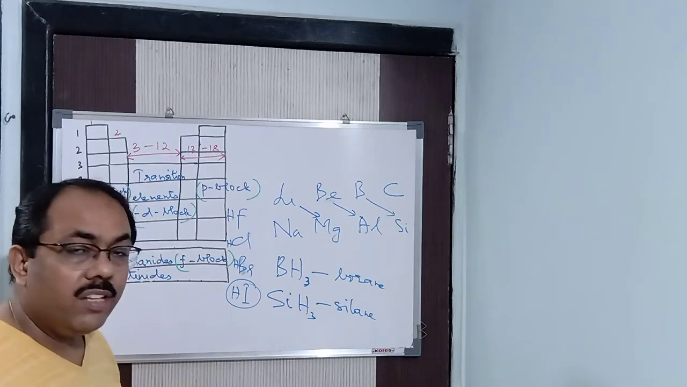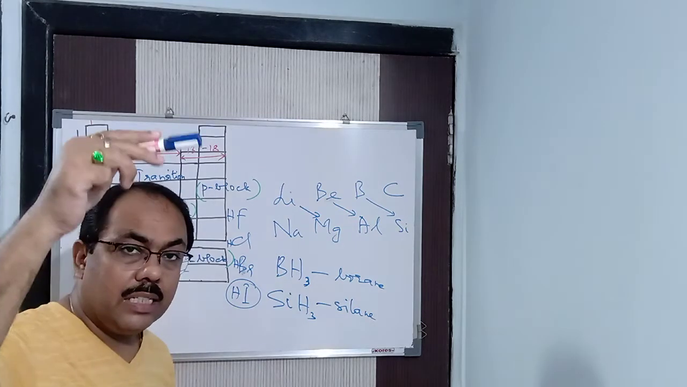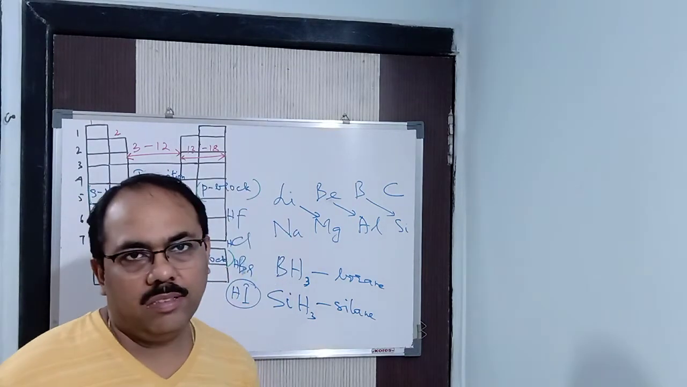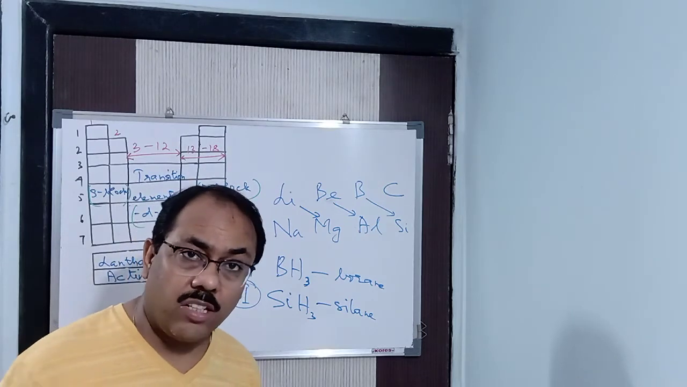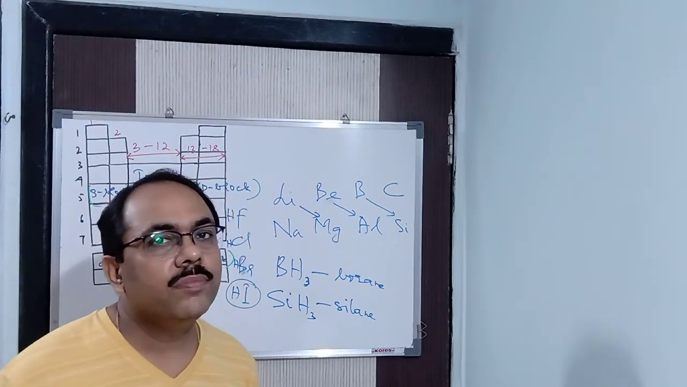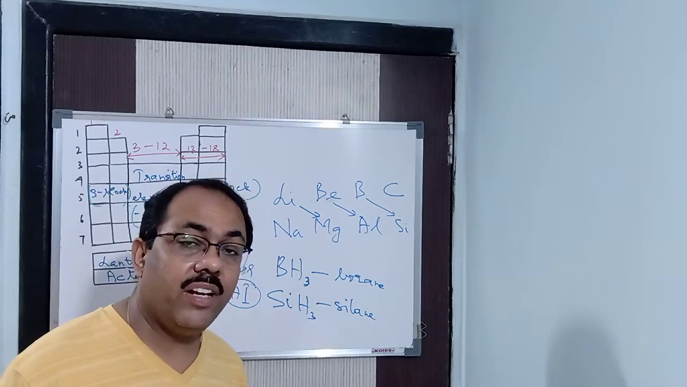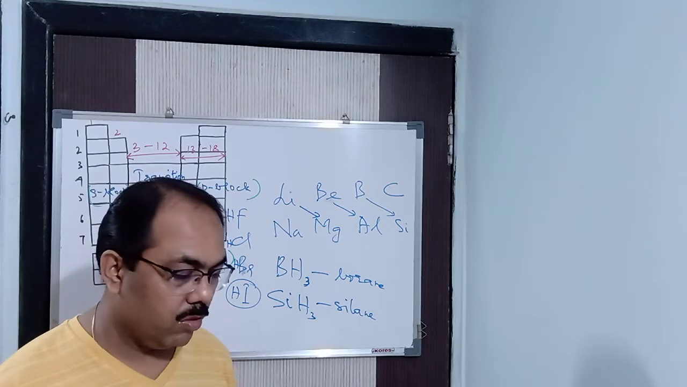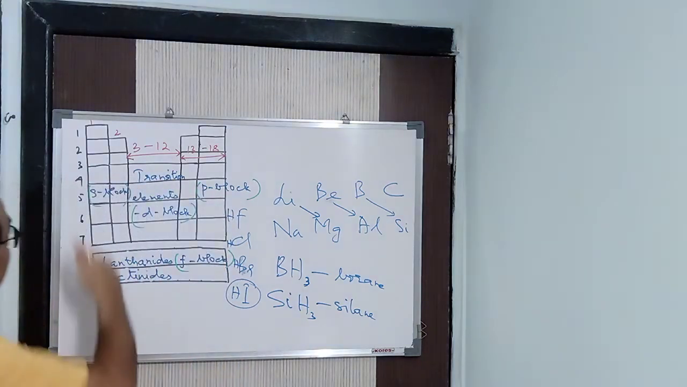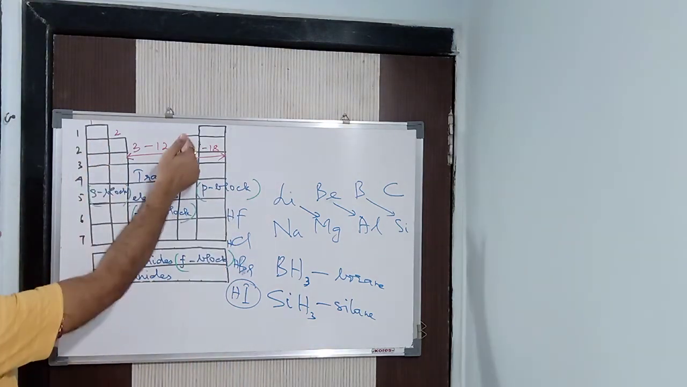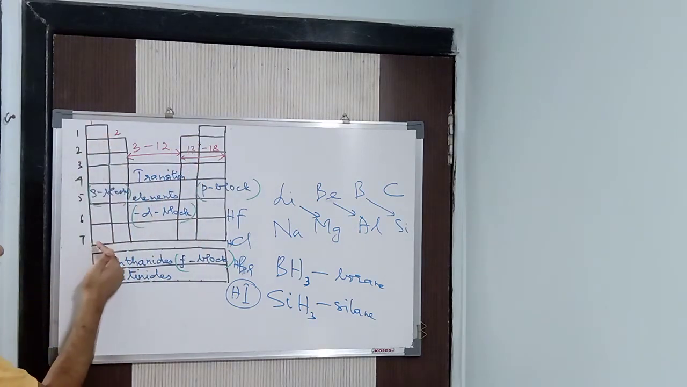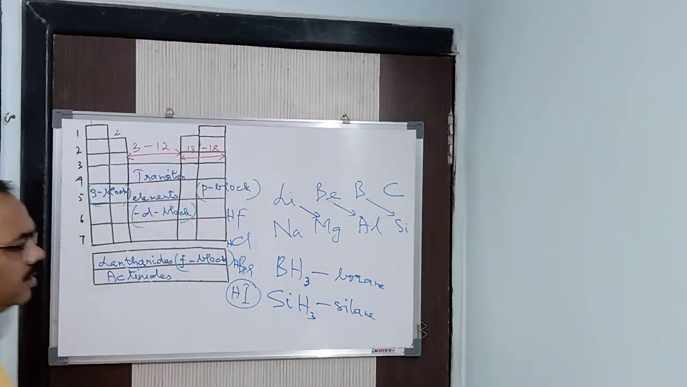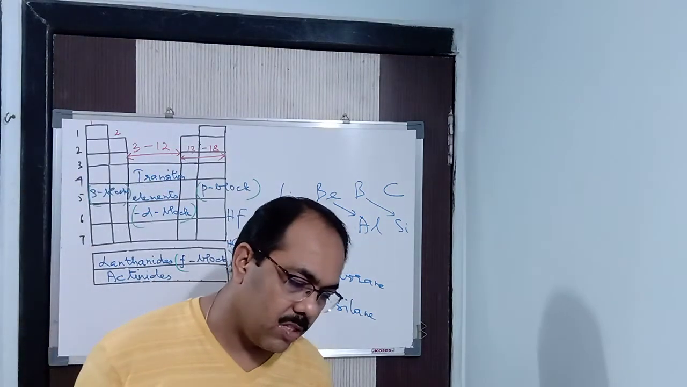Clear? So for that reason, non-metallic character decreases down the group because the number of shells increases. Here it does not lose electrons, rather it gains electrons. Hence, non-metallic character decreases down the group and metallic character increases down the group. Similarly, basic character increases down the group and acidic character decreases because metals form basic oxides. You should remember this particular thing.